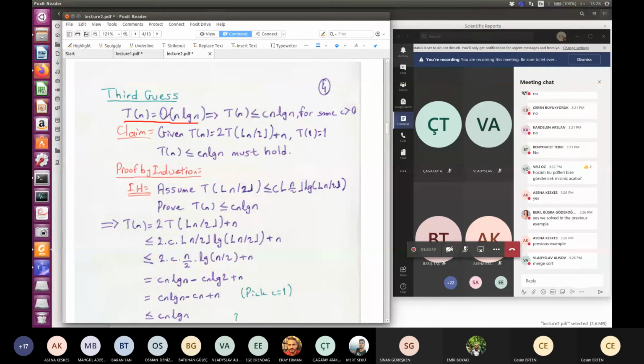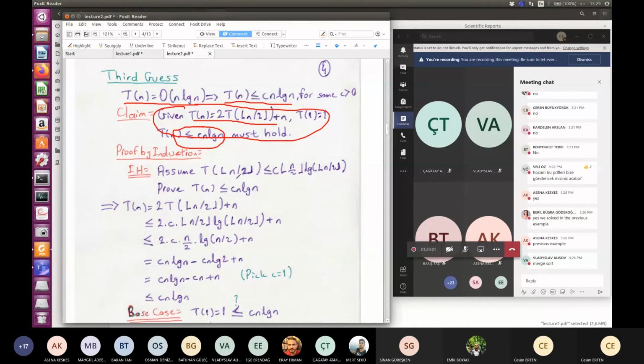Let's first write down the formal definition of big O. If we say T of n is equal to big O of n log n, it means that T of n is smaller than or equal to some constant c times n log n, starting from some n0. Okay, this is the definition of big O. Now, this is the main claim that we have. Given the recurrence, 2 times T of n divided by 2 plus n, T of n is less than or equal to some constant times n log n. How can we prove such a claim using induction?